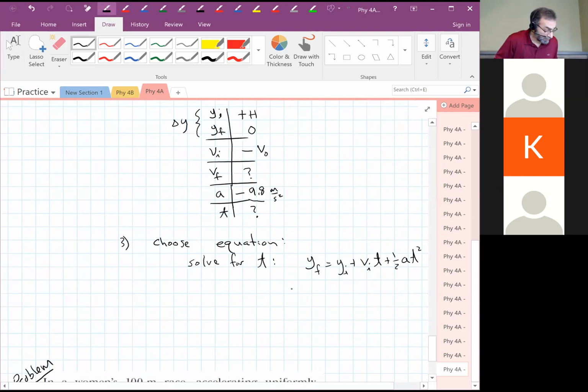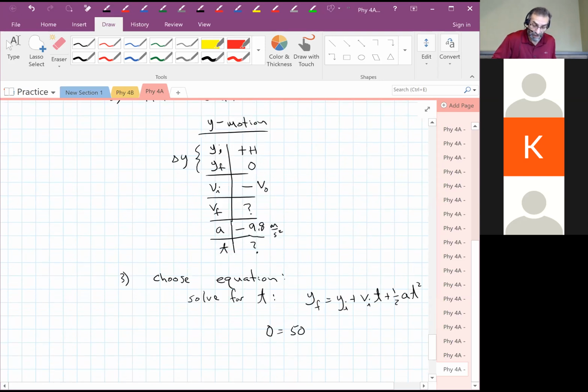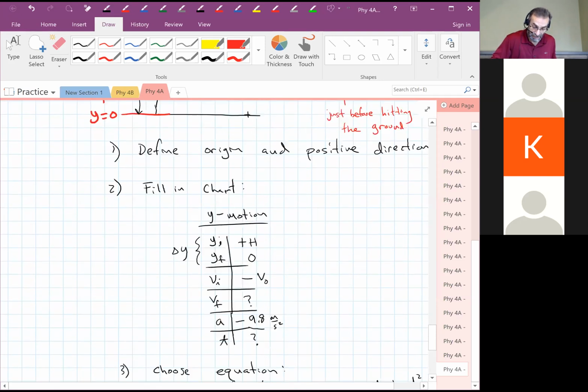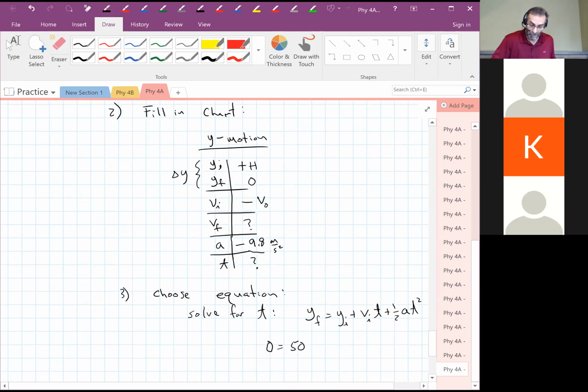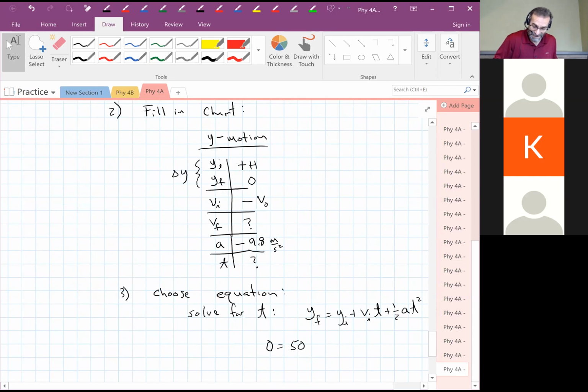I would get y final is 0. Y initial is 50. Oh, sorry, I didn't give you numbers here. Let's let v0 be 30 and h be 50 meters. How about that? I know you all like numbers, right? So this is going to be 50. This is going to be minus 30.